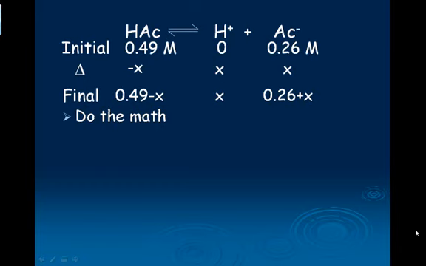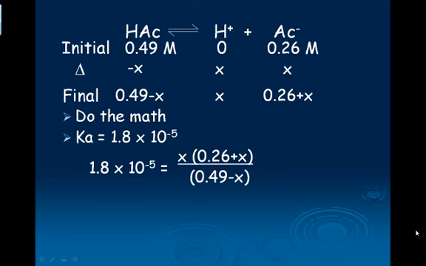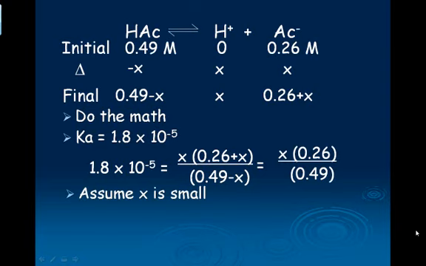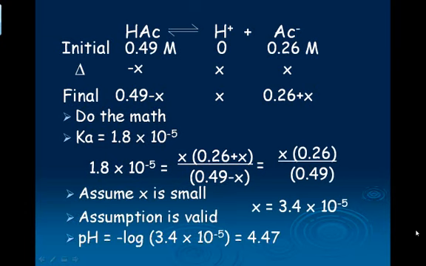So we start out with 0.49 acetic acid, 0.26 M acetate. Again, this is going to shift to the right because we have no H+ there initially, so we get a change in X. We would then do the math in this equilibrium system using the Ka. Once again, if you want to estimate here with the plus X and the minus X, you can do that. That simplifies the math. Our X ends up being 3.4 times 10 to the negative fifth. Our assumption is valid, assuming the X is tiny, and we end up with a pH of 4.47.